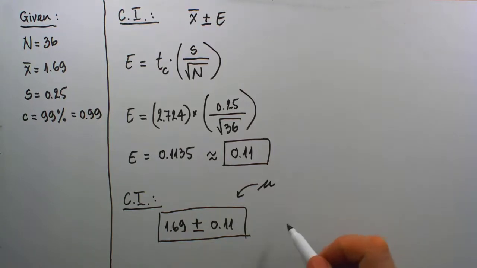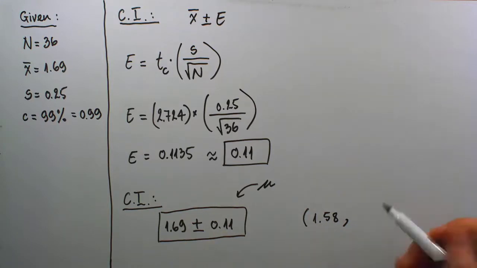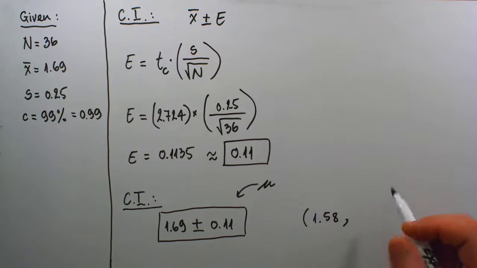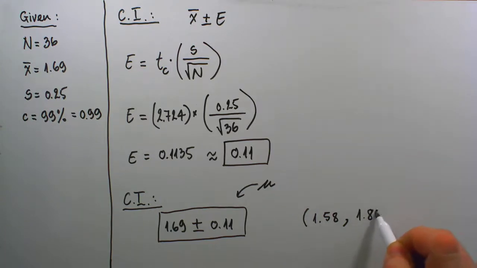And there will be times where you are asked to put your interval in traditional format. So what we do here is simply subtract the margin of error from the sample mean value, and that gives us the lower end. And so now $1.69 subtract 11 cents gives me $1.58, and we can simply add the margin of error, 11 cents, to the sample mean value in the middle, and we come up with the upper end of the interval.